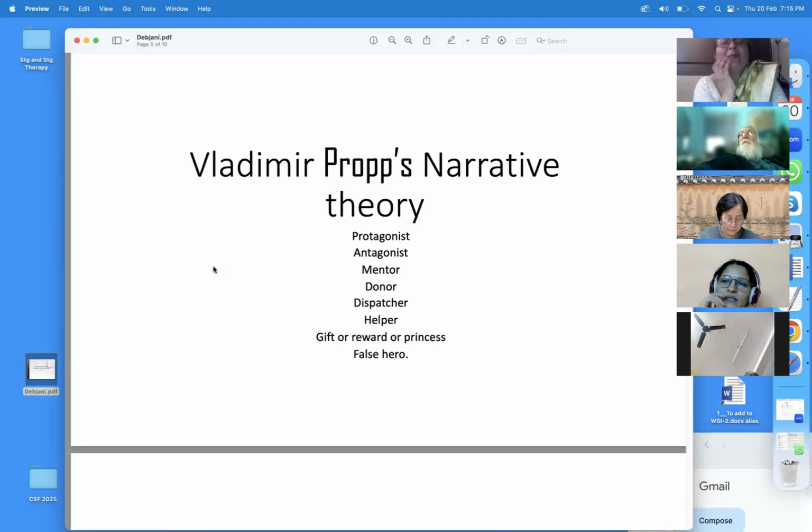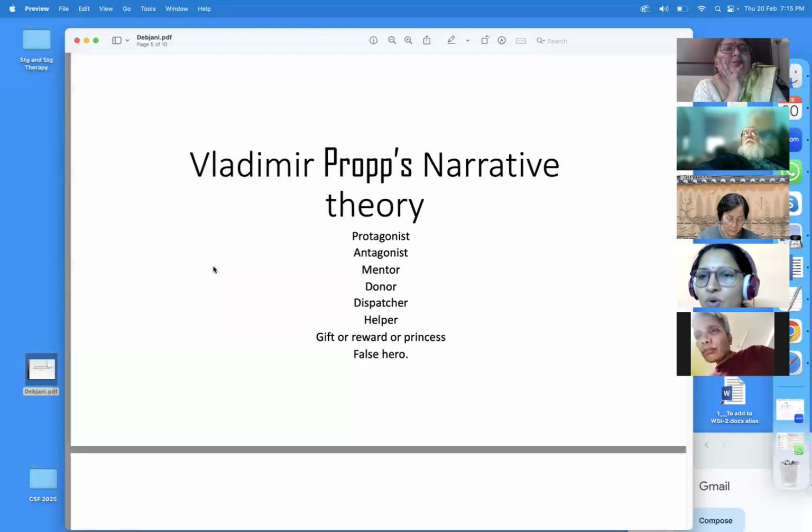Yeah, Pratik. Sometimes some of the characters could be doubling up as two or more. Yes, definitely. They can, especially mentor, donor, dispatcher. These three roles, not necessarily we always have three different ones. One person can be the mentor and he is also the donor and he is also the dispatcher. Yeah.